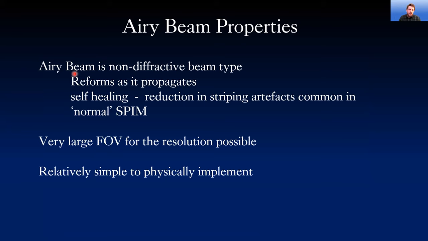So as I mentioned, Airy beams are a non-diffractive beam type. Another benefit of this is that it reforms as it propagates. It's a sort of self-healing effect. So if something were to block the illumination as it comes through, because it's absorbed to some extent, with Airy beams it will actually reform on the other side of that. And it seriously reduces the striping artifacts, which you normally see in SPIM.